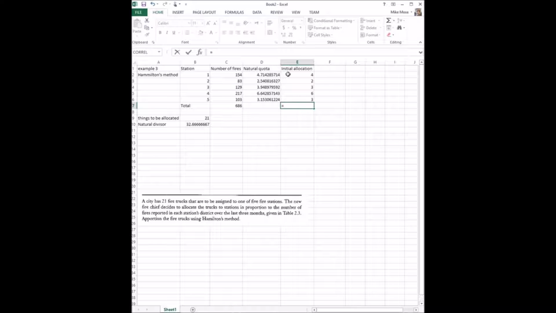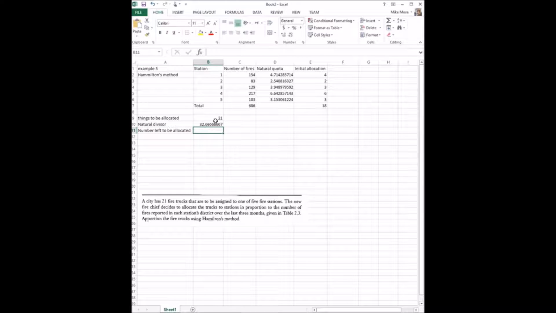If we add up the total number of fire trucks we've given out in this district over here, we'll see that we have allocated 18. The total number of fire trucks we have is 21, and we've apportioned 18 of them. So the number left to be allocated is the number we began with minus the number we've given out, and we'll see that we have 3. According to Hamilton, the way we figure out which stations get the additional 3 is by looking at the decimals. So let me make a decimals column.